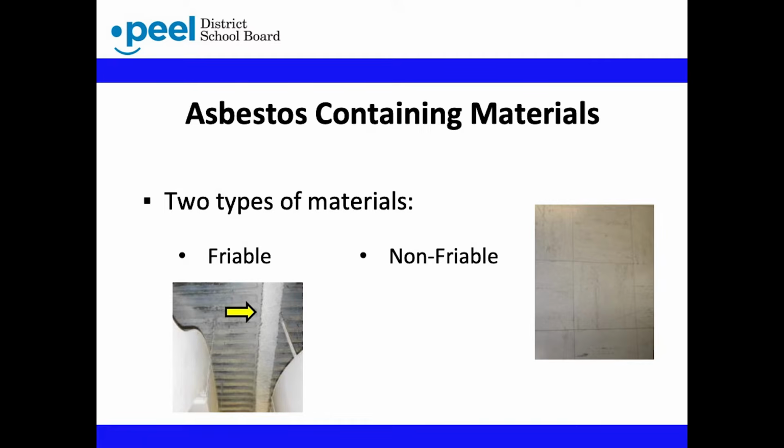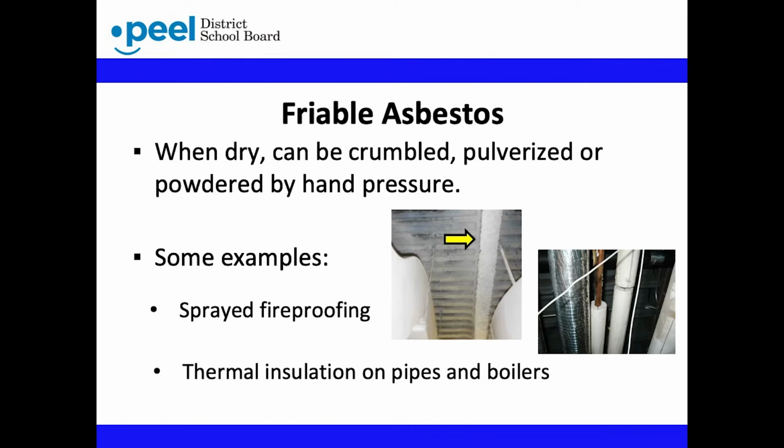There are two types of asbestos-containing materials: friable and non-friable. It is important to know the friability of a material so we can take appropriate precautions when we work around, repair, or remove the material. As defined by Ontario legislation, asbestos is considered friable when it can be crumbled, pulverized, or powdered by hand pressure when dry. It presents an inhalation risk because friable asbestos fibers are more easily released into the air.